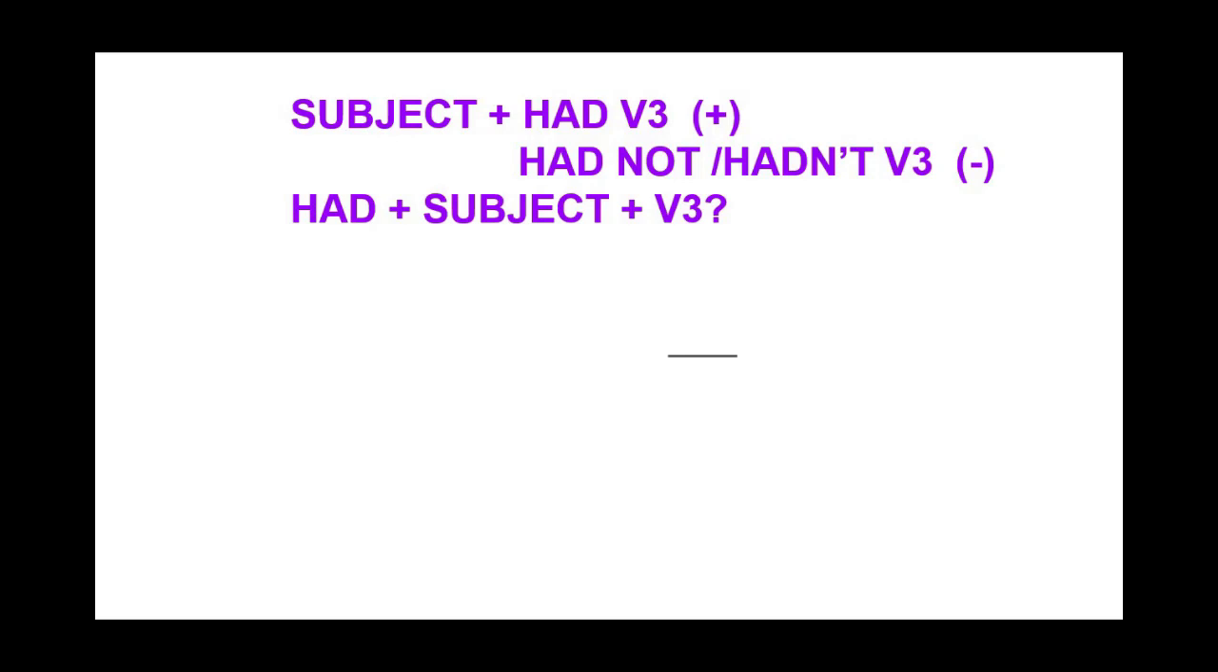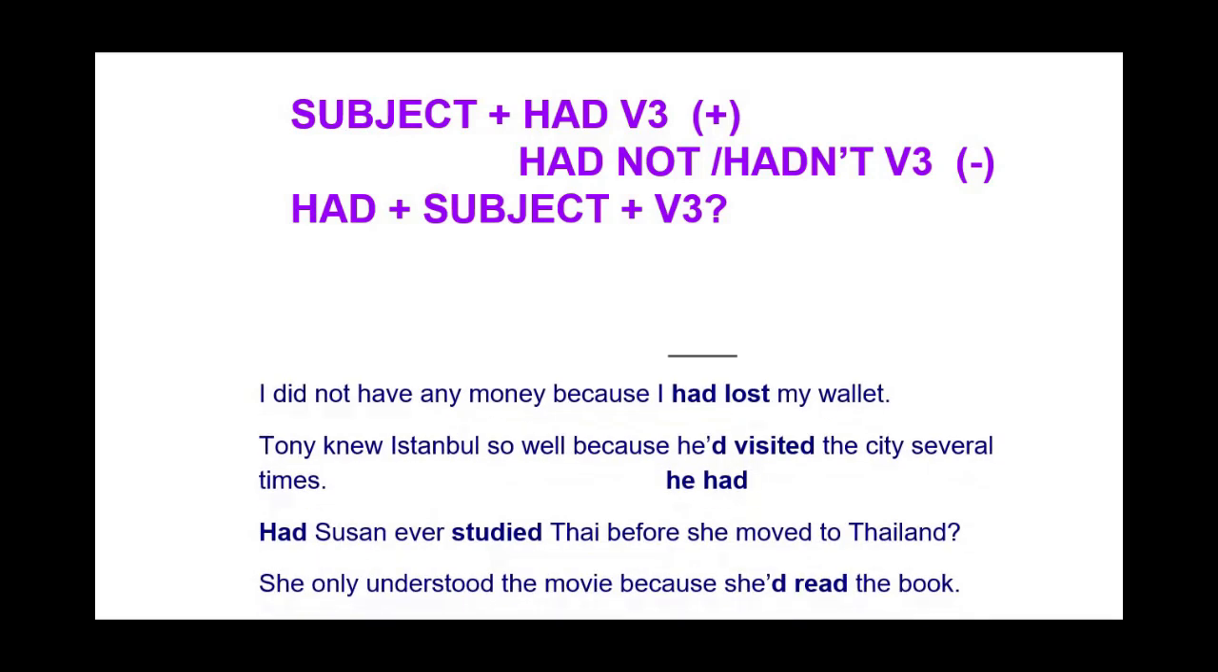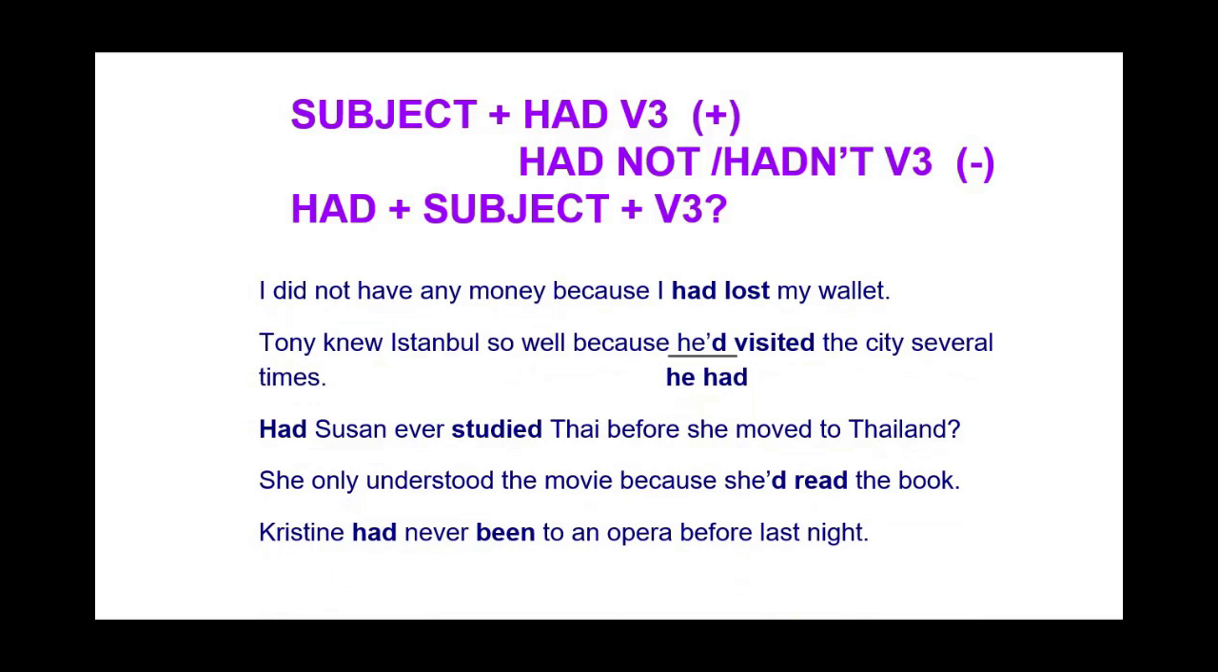Let's take a look at certain sample sentences now. I did not have any money because I had lost my wallet. Tony knew Istanbul so well because he'd visited the city several times. As you can understand, when I say he'd visited, actually what I mean is he had visited, but I'm using the contracted form of the past perfect tense. Had Susan ever studied Thai before she moved to Thailand? She only understood the movie because she'd read the book. Christine had never been to an opera before last night.